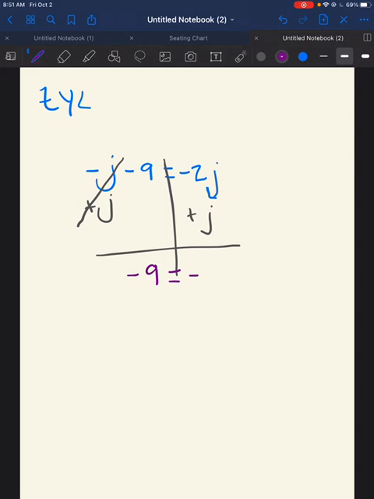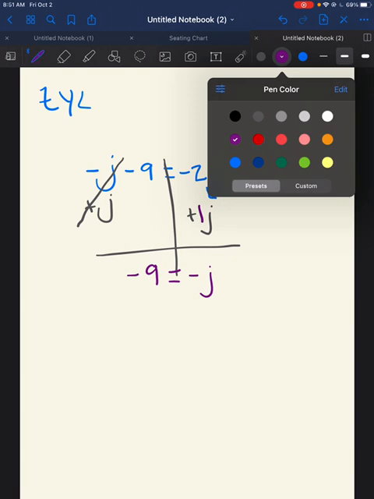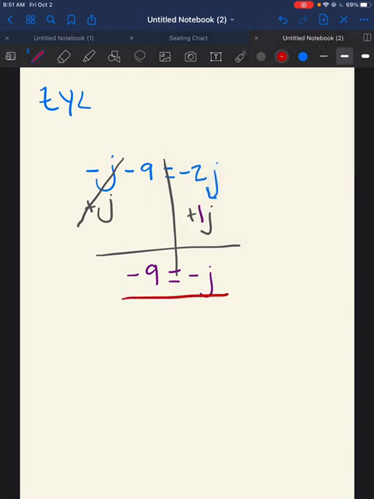So I have a negative j, okay, so that is going to be like a 1j. So negative 2 plus 1 is a negative 1j. So since I have a negative here, I need to get rid of that negative, so I need to divide by the negative. So negative 1, I get j is equal to positive 9.